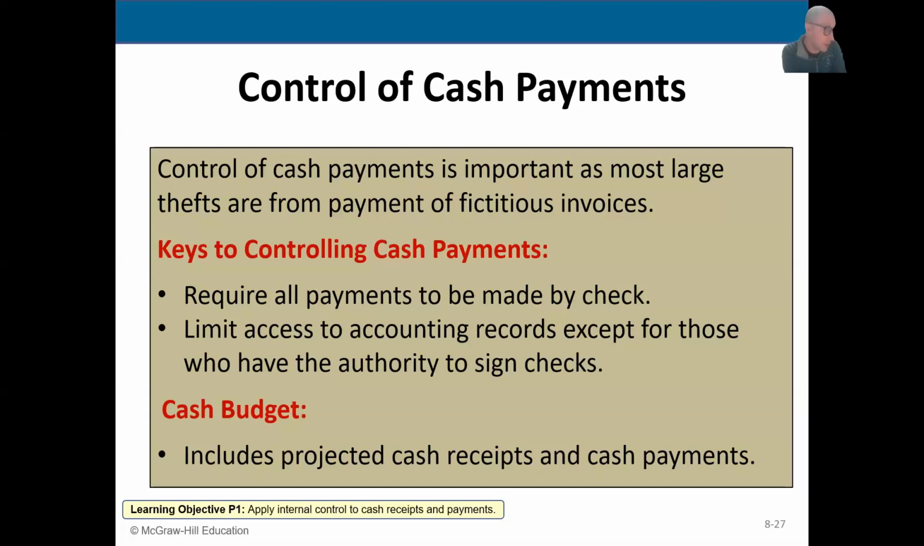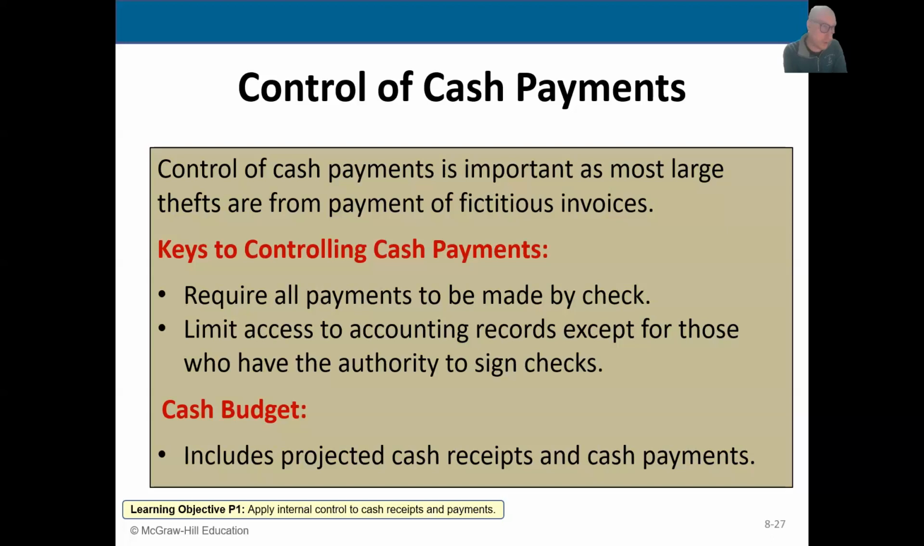Limit access to the accounting records except for those who have the authority to sign checks, because the person signing the checks needs to know that there's enough in the account. And with a cash budget, you should always have a cash budget for your business that includes cash projections into the future of when customers are expected to pay you, and also for what we call working capital. We'll talk about that here in a little while.